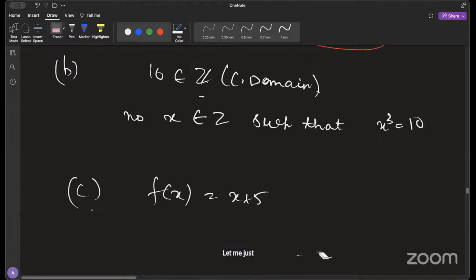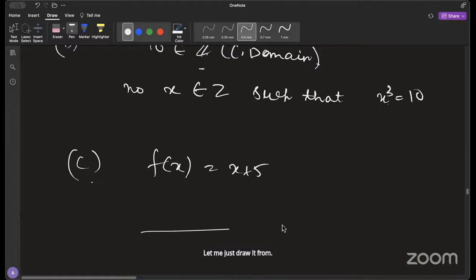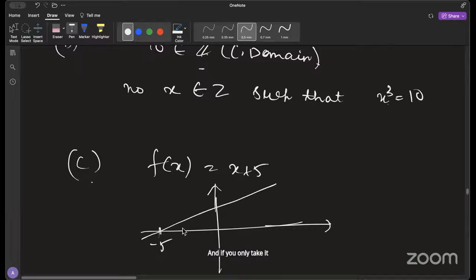Let me just draw it properly. Your x-intercept is -5, right? And if you only take it at integers, you'll have -5, -4, and say -1, 1, 2. So this will be here, then here, then here at x equals 3. Similarly, on this side, it will be here, here, and here. So the plot will look like this, and you can just remove the line entirely.